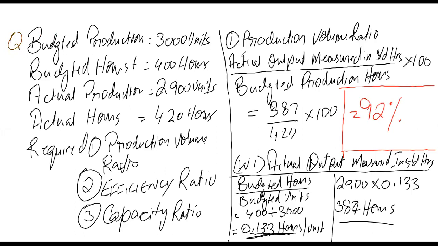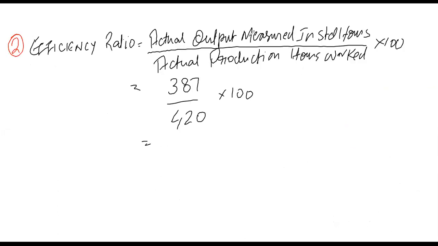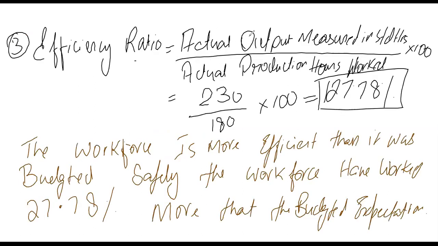Sorry, I made a mistake over here. It should have been budgeted hours. Budgeted hours are 400. So the answer would have been 400 over 420, that is 96%. Sorry, I basically calculated the capacity ratio. So 96% will be my answer. Moving on, efficiency ratio, I'll be getting the answer of 92%. This means that we are 8% below our efficiency. We could have produced more, but we produced less.